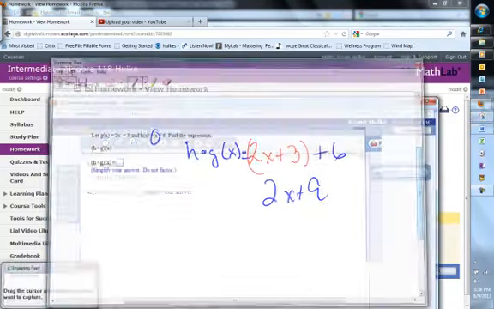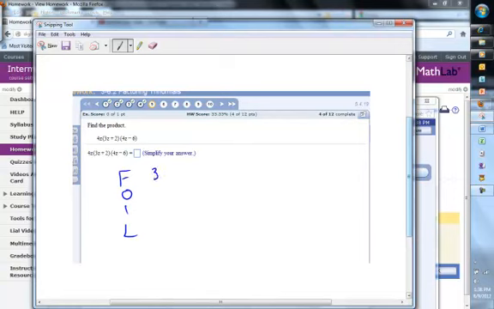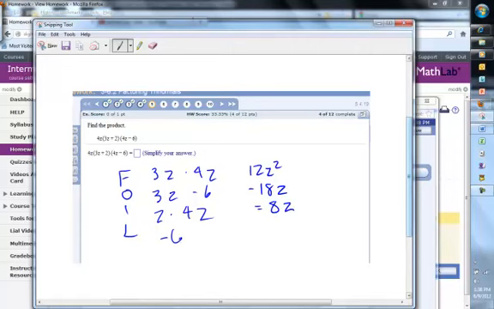Number 5. Little multiplication going on here. Let's FOIL the second part first. 3z times 4z is 12z squared. 3z times negative 6 is negative 18z. 2 times 4z is 8z. And negative 6 times 2 is negative 12. These two combine, so you get 12z squared minus 10z minus 12.